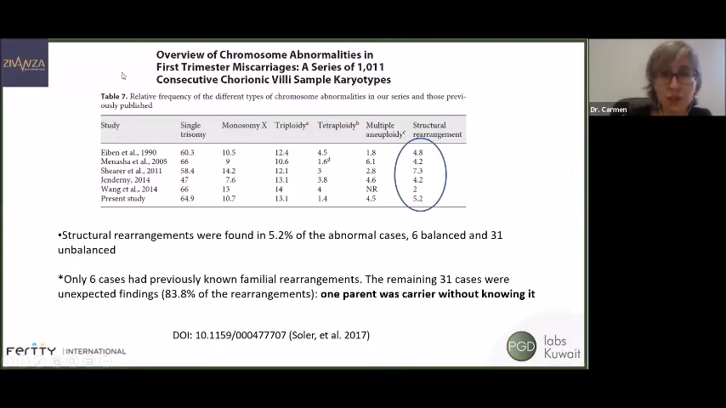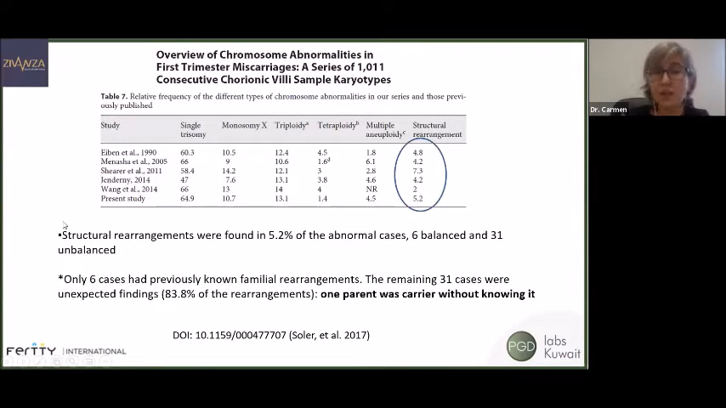In this publication, they analyzed more than 1,000 first trimester miscarriages, karyotyping them by analyzing the placenta, the chorionic villi samples. They found that in more than 5% of the fetuses there were structural rearrangements. This number is quite similar to other series published previously.